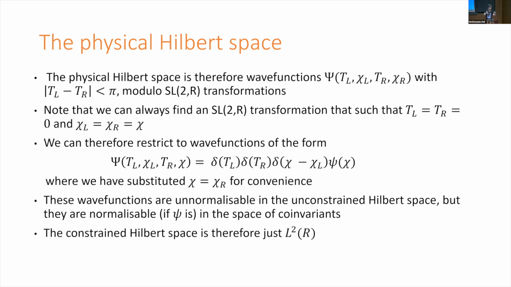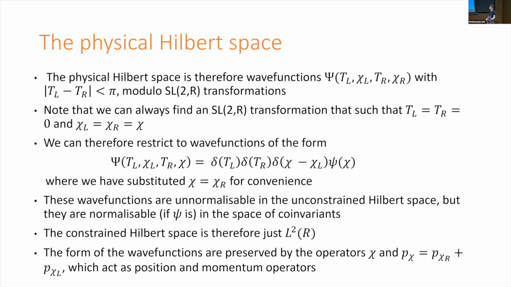So this is, as Daniel said, just scattering wave functions. It's just L2 of R. And there are some natural operators that act on this that preserve this form of the wave function, which is just chi, and I called it p chi. It's the sum of p chi R and p chi L. That preserves the form of this delta function. So those are operators that preserve this sort of gauge choice, and so they're natural operators on our constrained Hilbert space.